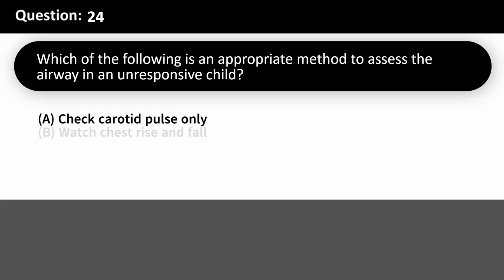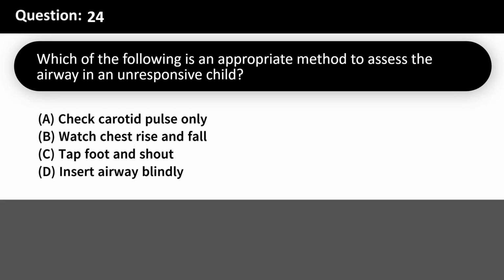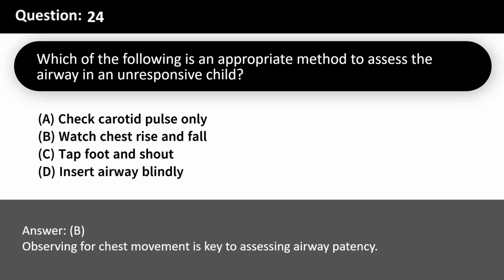Which of the following is an appropriate method to assess the airway in an unresponsive child? A. Check carotid pulse only. B. Watch chest rise and fall. C. Tap foot and shout. D. Insert airway blindly. Answer: B. Observing for chest movement is key to assessing airway patency.